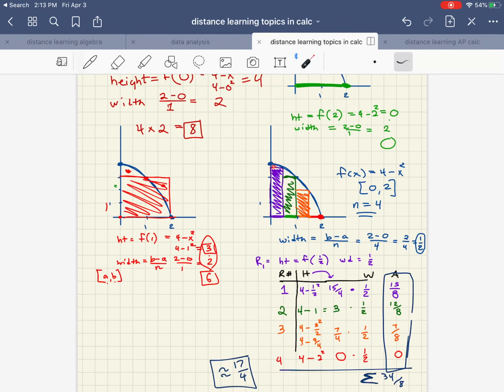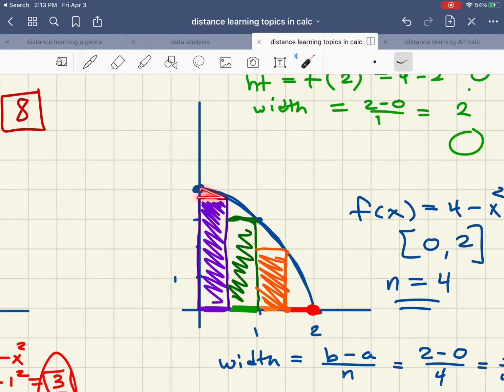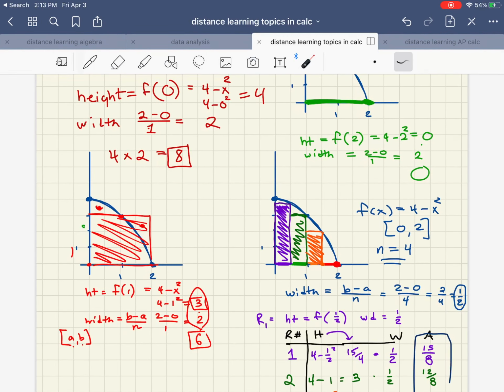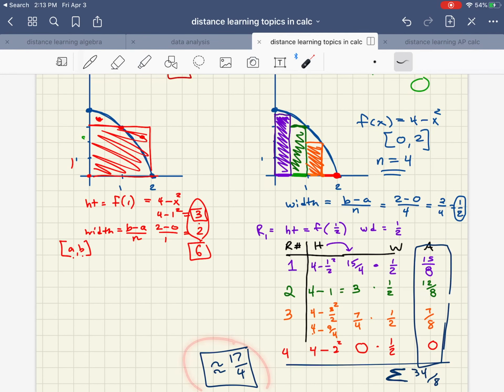Okay, now hopefully we have some error in here, right? There's a missing chunk here, a missing chunk there, a missing chunk there, and a huge missing chunk there. I'm not sure if this answer, 17/4, is closer than 6. But that's not the point. We're really going to be just using this as an example, and then later on using a theoretical approach to use an infinite number of rectangles. So this is just the basis.